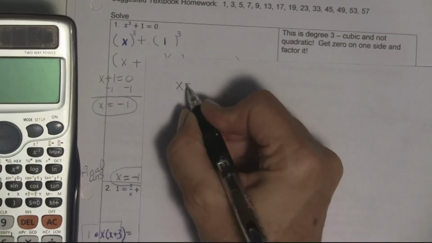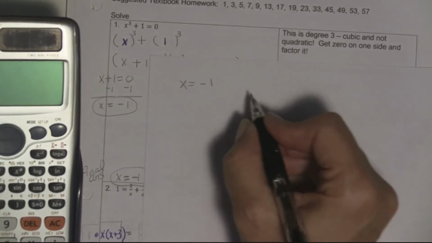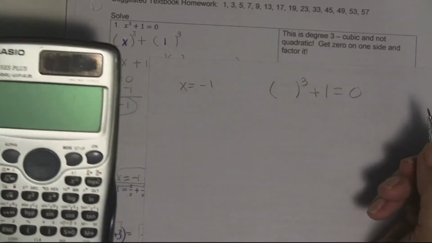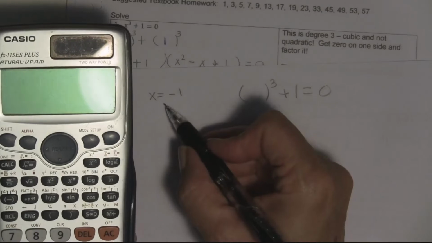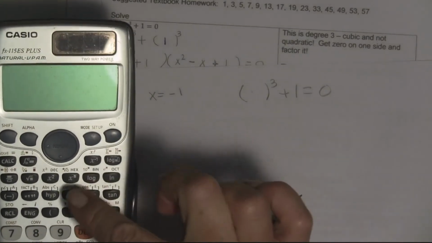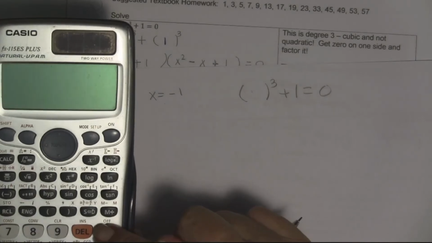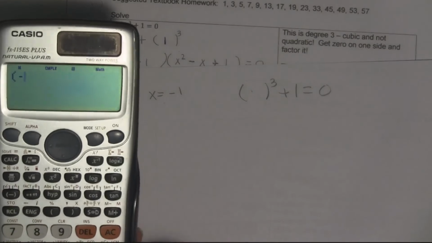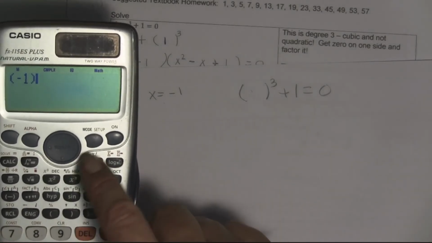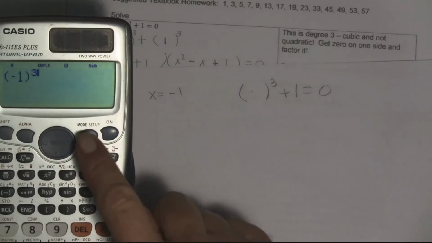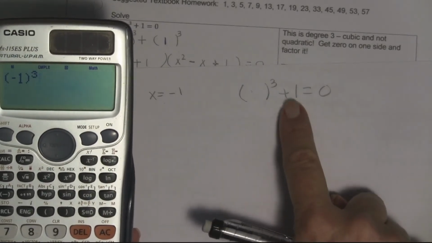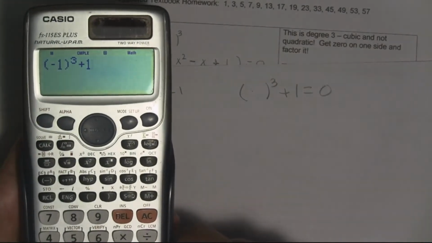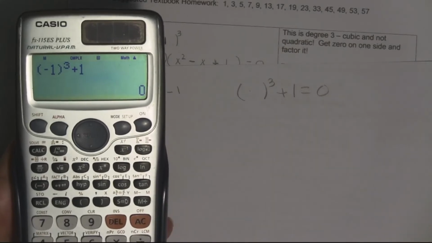So first I'm going to check x equals negative 1. And remember, this is looking like this: x cubed plus 1 equals 0. And what I want to put right in here is negative 1. So this is going to be, turn it on, parentheses, and then negative 1 raised to the third, and I want that, when I add 1, to equal 0. So when I do that, I get 0. So I know that's a good solution.